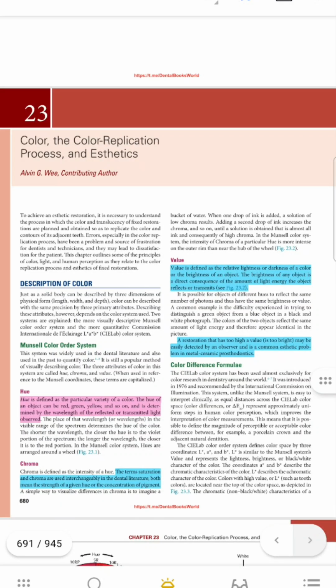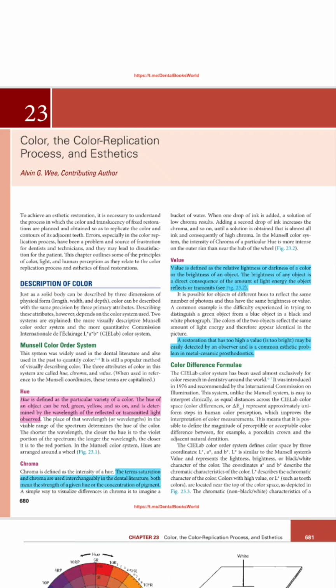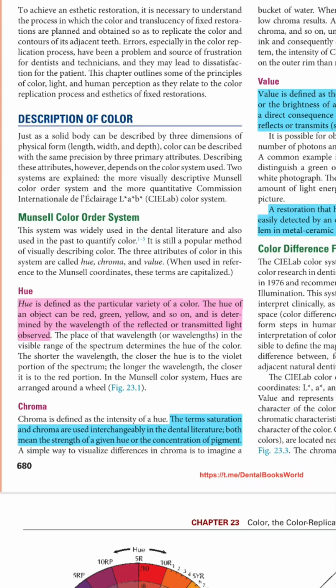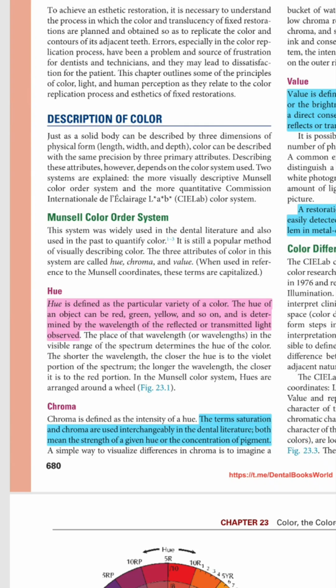In this chapter, we will discuss an important topic about color perception and how to get the most aesthetic results by choosing the appropriate color that matches the teeth. First, there are three main properties of color. The first one is the hue, which is the variety of a color, meaning whether this color is reddish, greenish, or yellowish, and it is determined by the wavelength of the reflected or transmitted light observed.